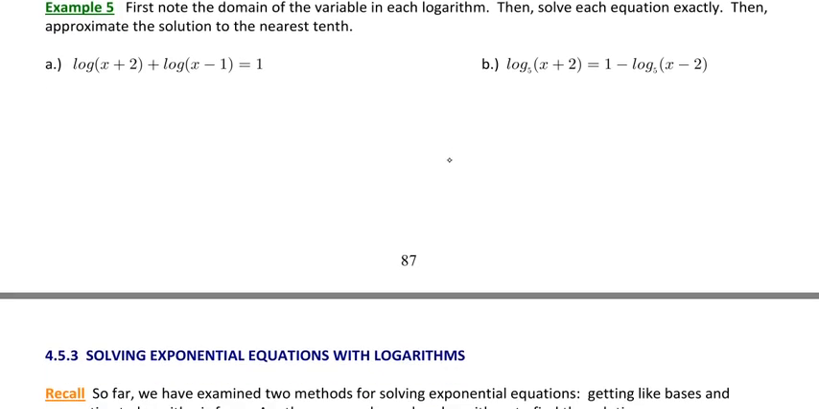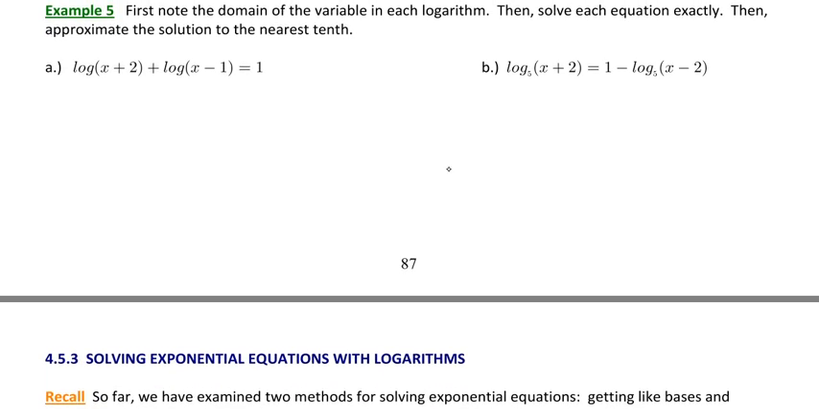Let's look at example 5. First, note the domain of the variable in each logarithm, and then solve the equation exactly. And once we get an exact solution, we'll also get an approximate solution. So in the first logarithm, we have the argument x plus 2. I want to make sure that that argument is always positive, or x must be greater than negative 2. In the second logarithm, we want to make sure that argument is always positive. So solving for x, we want to make sure that x is greater than 1.